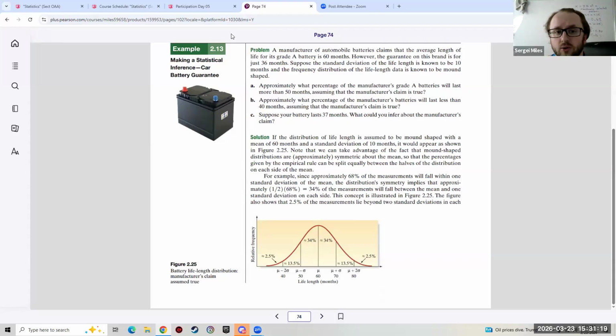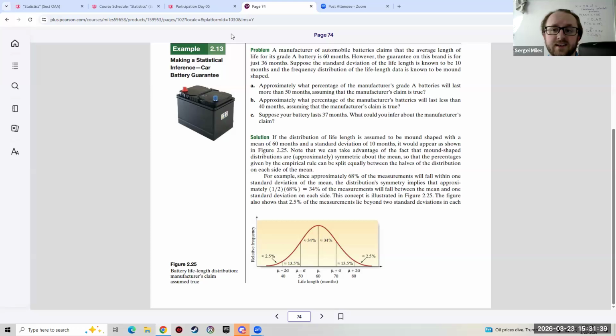Now, is that true? Is it false? Are they maybe fudging the numbers a little bit? Are they lying a little bit to make us more impressed to buy their battery? Or is what they're claiming actually true and what they're advertising about it is correct? How do we find out?